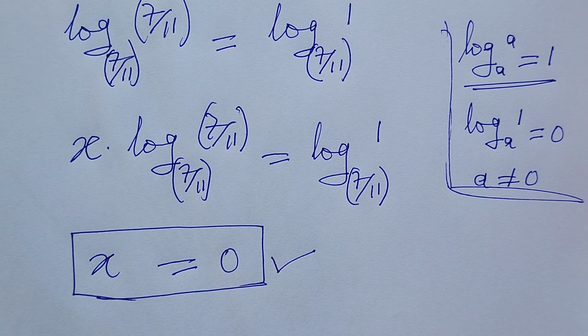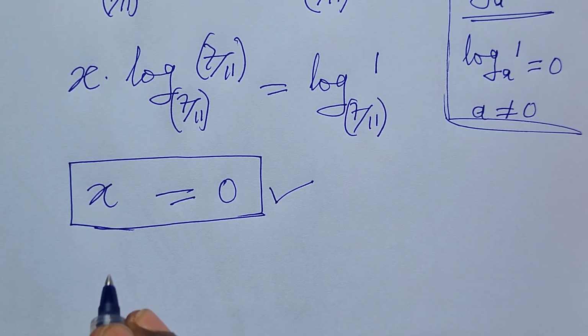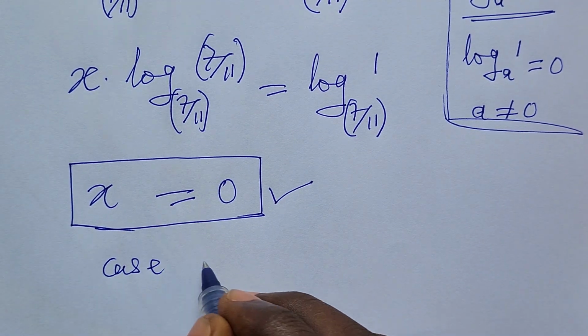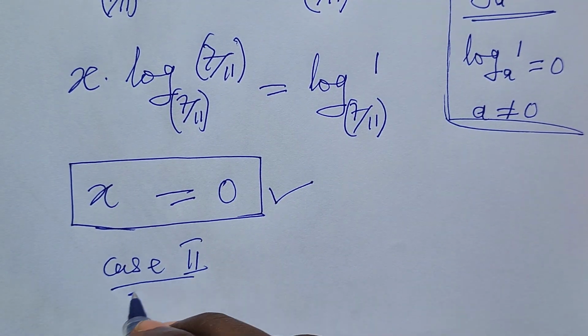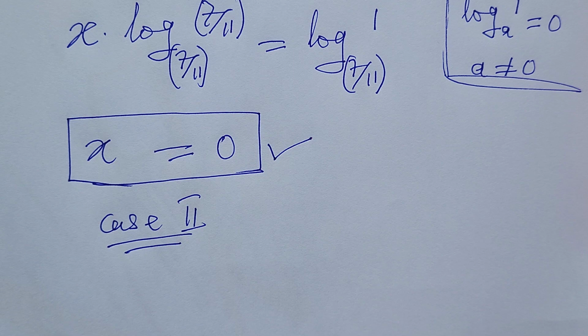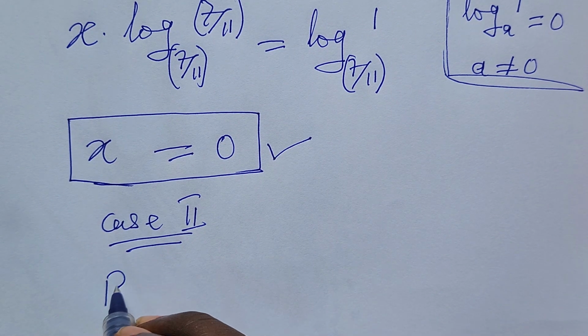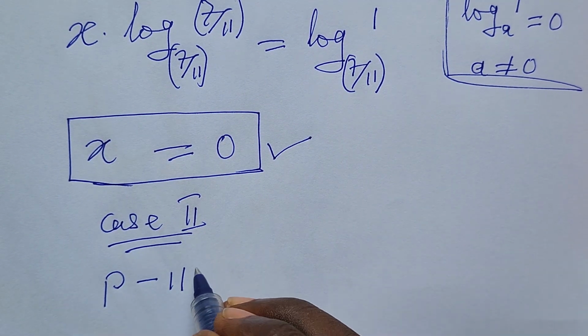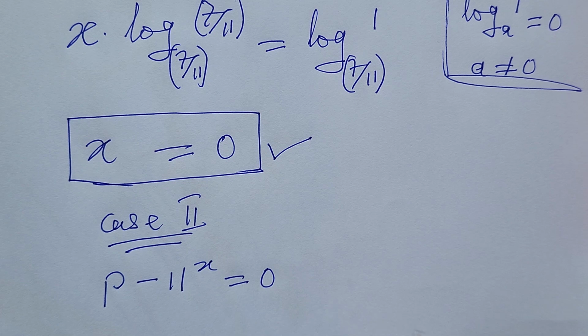Okay, so let's go ahead and take our case 2. So we have here case 2. What is our case 2? Remember, our case 2 is p minus 11 to the power of x equal to 0.